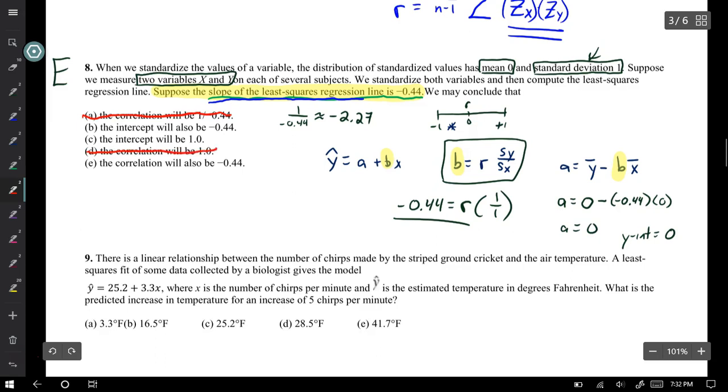two quick definitions. But B, C, E, those are trickier. I had to think about what it's asking and what it's given me. It's given me mean values. It's given me standard deviation values. It's telling me we did it to both those variables. It's given me slope. It's asking about correlation.